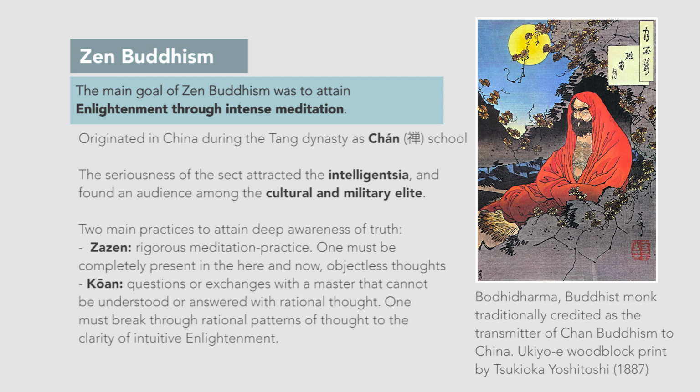The second is koan, which are questions or exchanges with a master that cannot be understood or answered with rational thought. One must break through rational patterns of thought to the clarity of intuitive enlightenment.